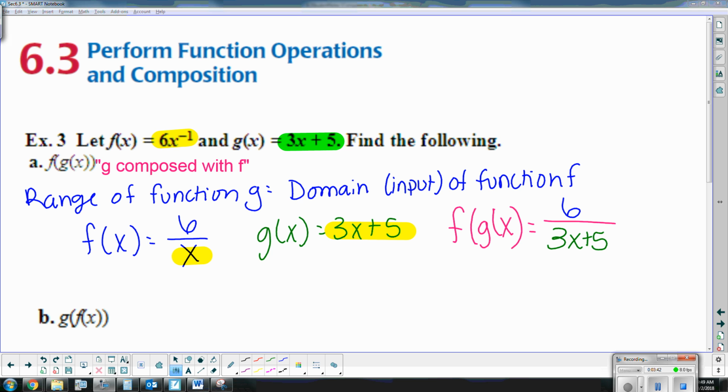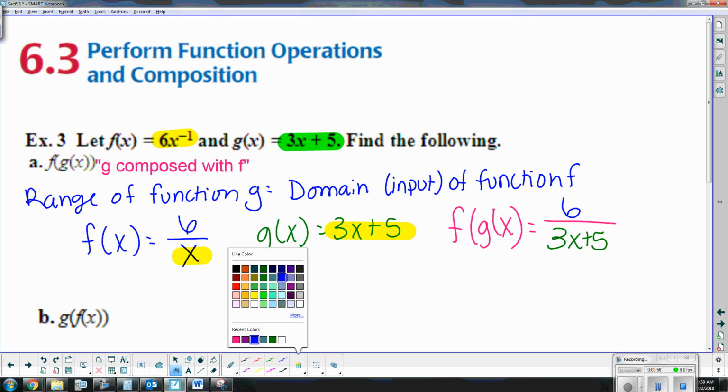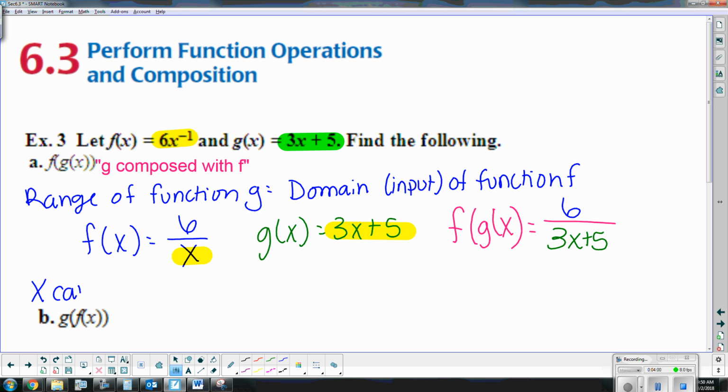So let's now look at the domain of f of x, and let's look at the domain of g of x, where we can get a defined function within the set of real numbers. So for f of x, the only restriction here is x cannot be 0, because if x was 0, then the function would be undefined. But in g of x, x can be any real number.